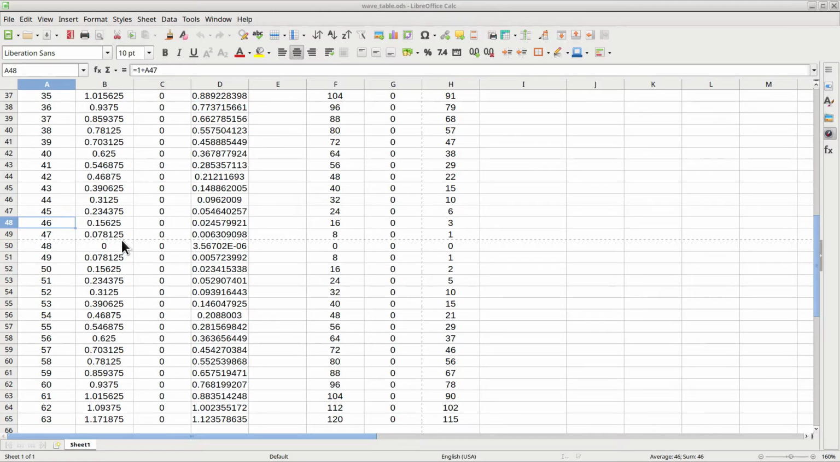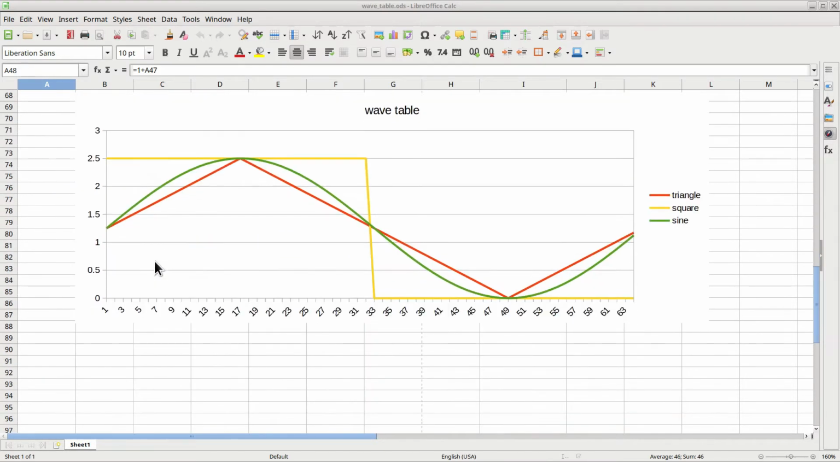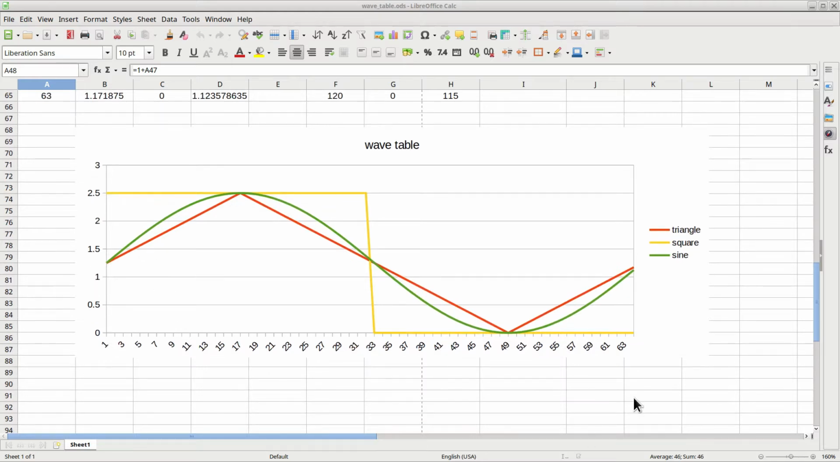I can take all the points on this table to the chart, and then I can connect all the dots. Here is what I obtained doing that on the wavetable of the spreadsheet. And look, the representation of those numbers in the table provides us the diagram of the 3 waves we selected. The point now is to replicate this procedure on the Arduino with an appropriate software.